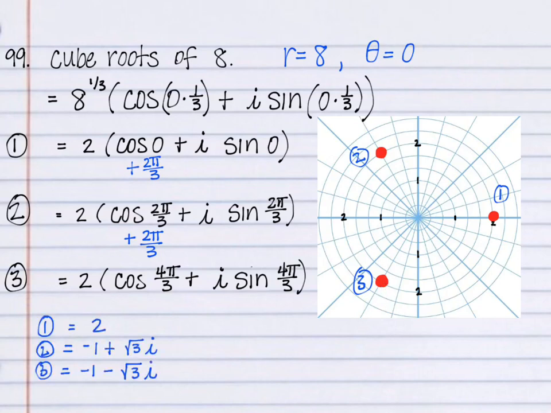We also had to answer this in standard form, and so you can simplify each of those. You can find the cosine of 0 and the cosine of 2 pi over 3 and the cosine of 4 pi over 3 and simplify the whole problem out. And that's the answers to this homework assignment.